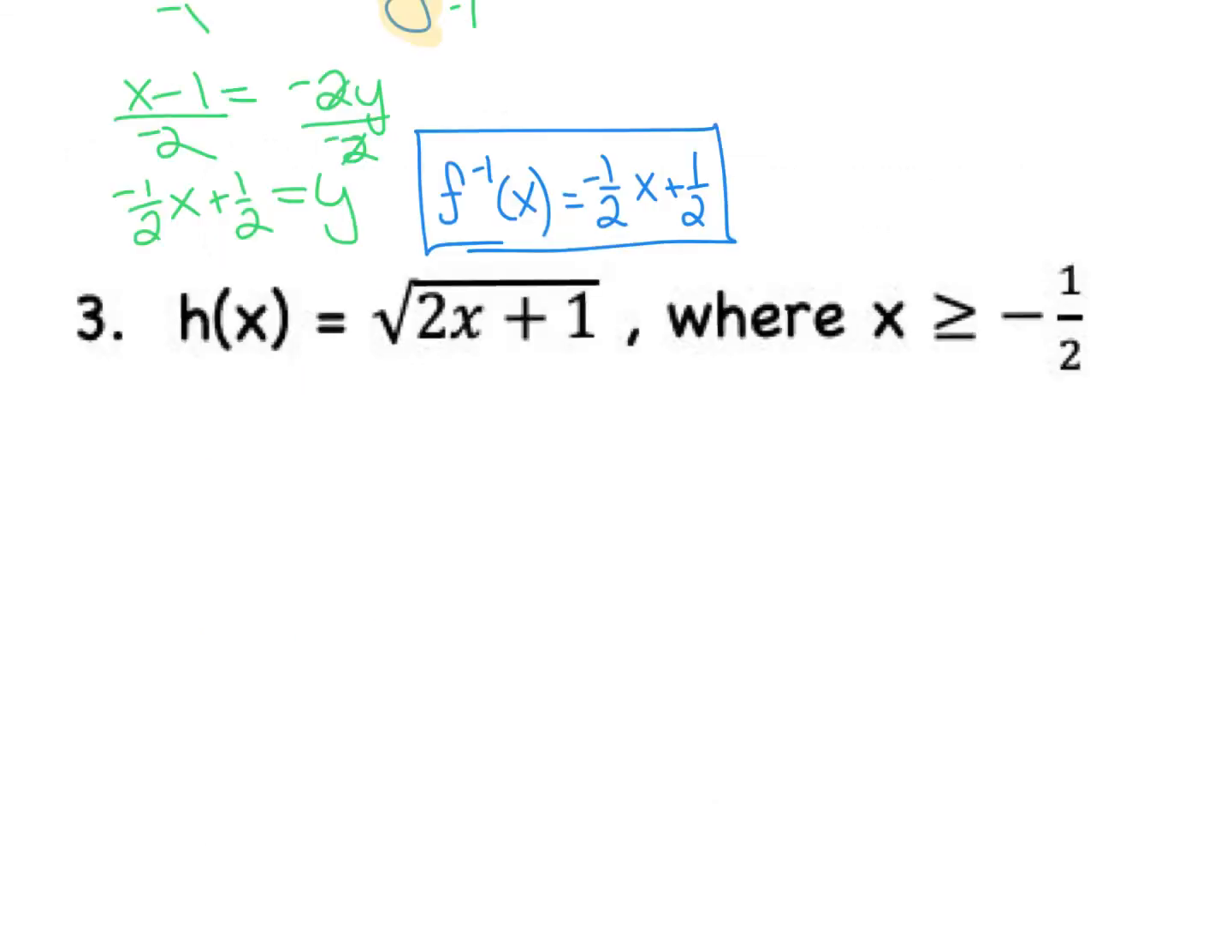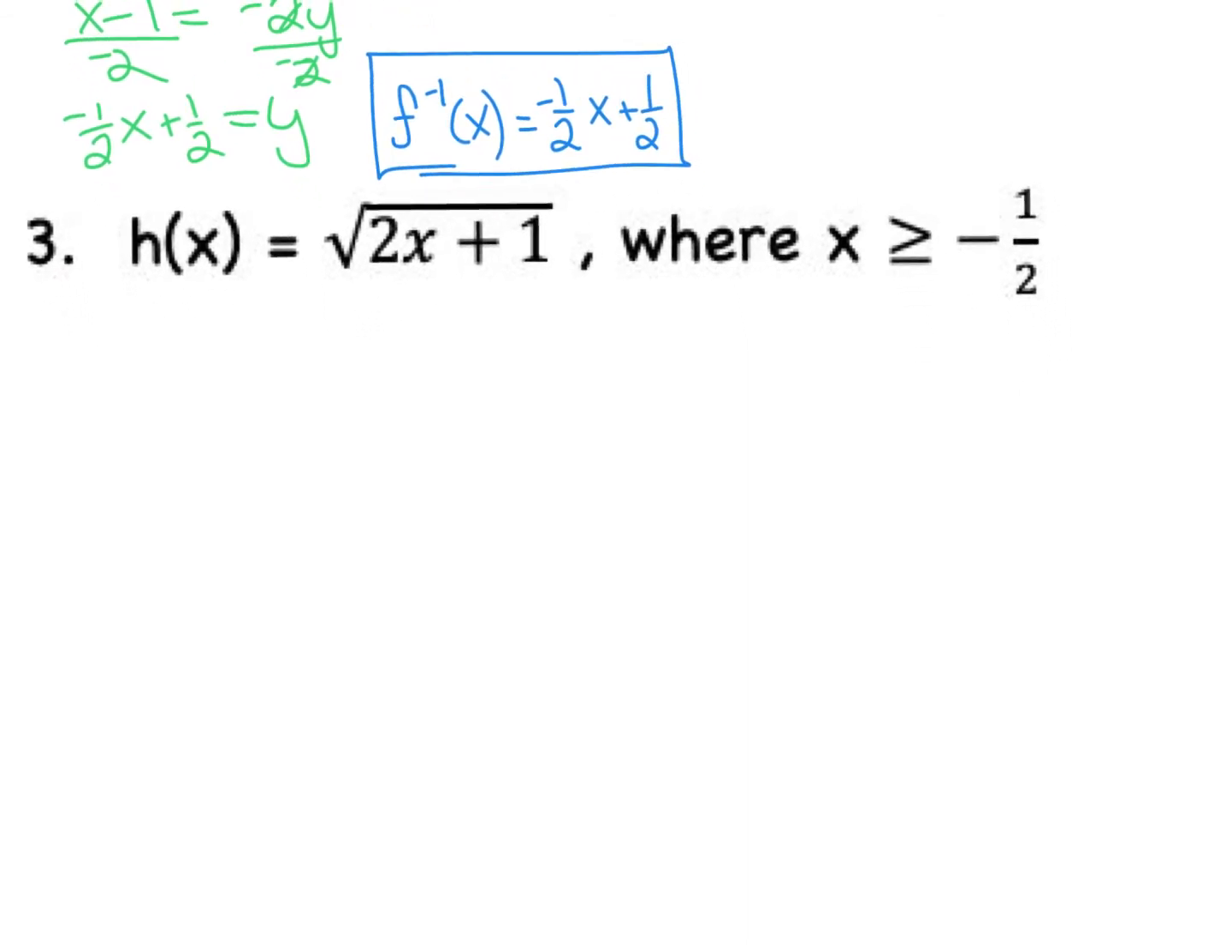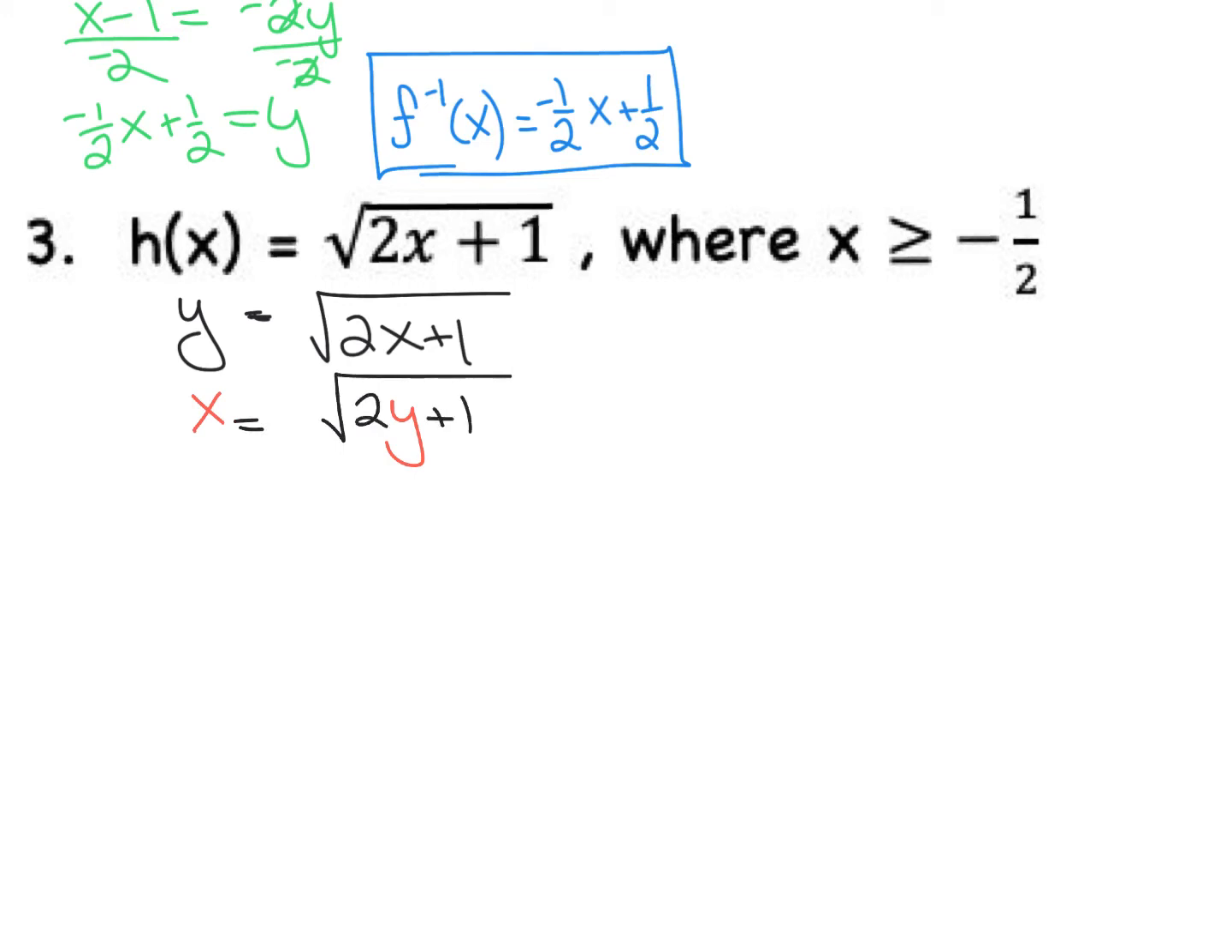Let's find h inverse of x by beginning by replacing h of x with y equals the square root of 2x plus 1. Notice the domain is already restricted for us because you can't have a negative radicand of an even root. I'm going to now switch my x and my y. And I'm going to solve for my y.